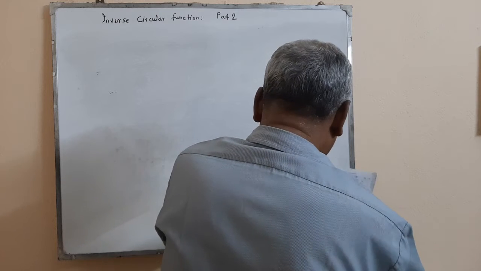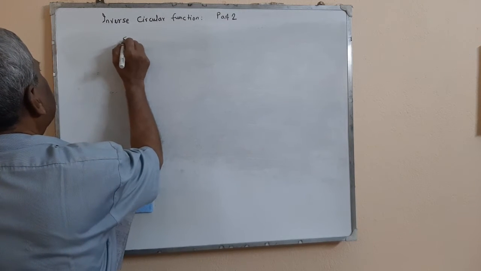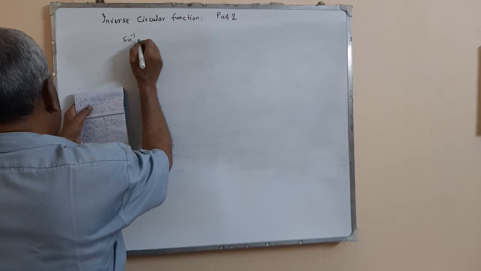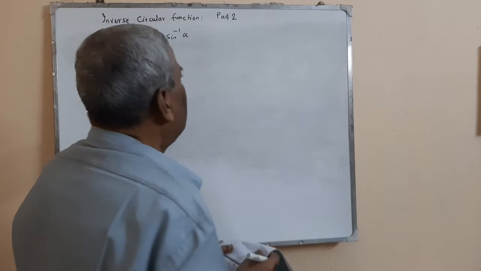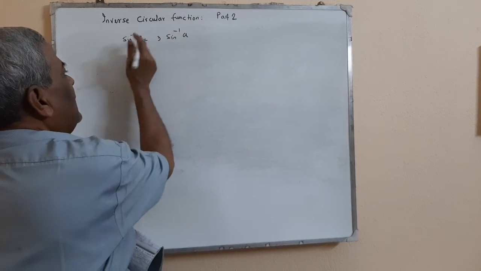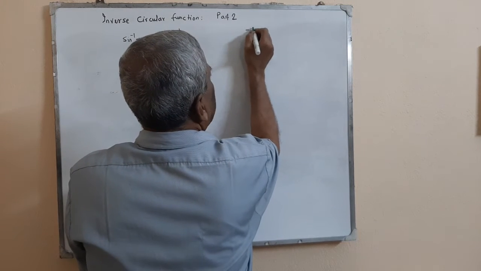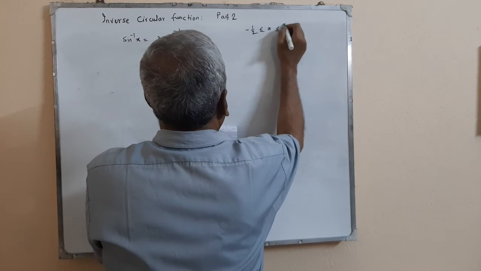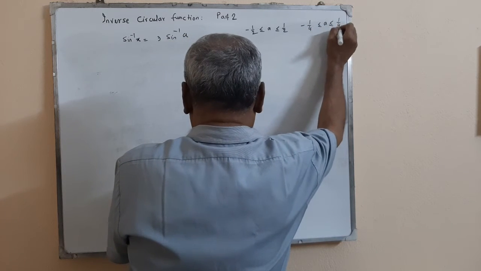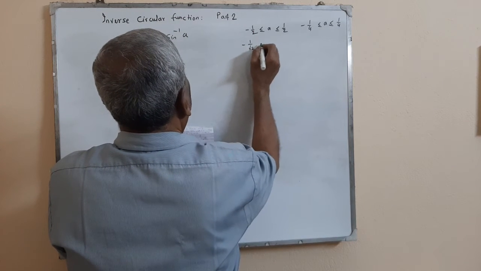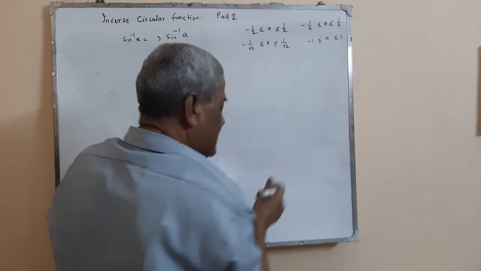Now, next problem. The range of A for which sin inverse x is equal to 3 sin inverse A is solvable. We have to find the range of A for which this equation is solvable. So options: minus half, half, these are the options.